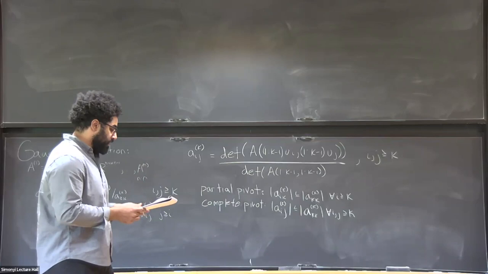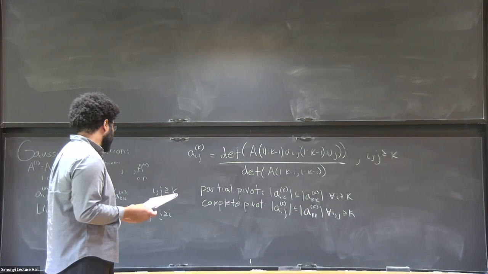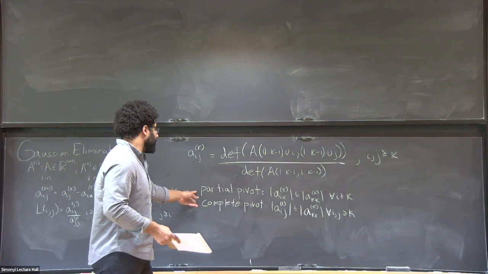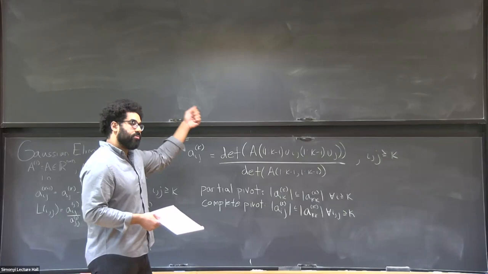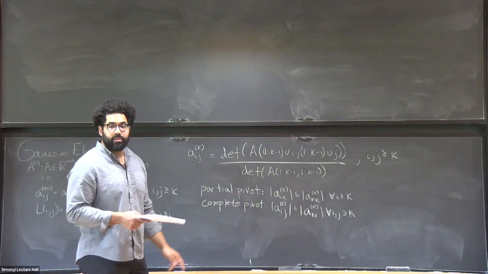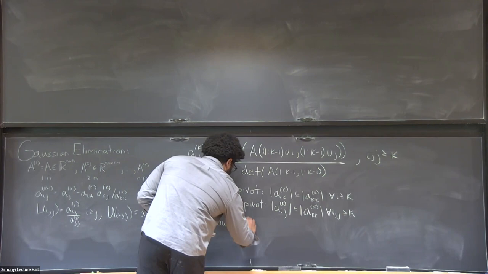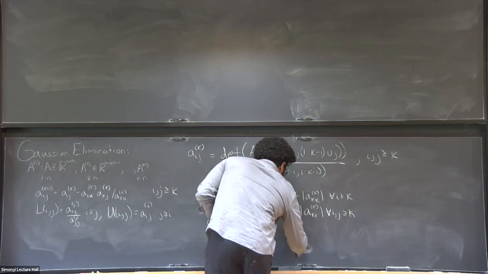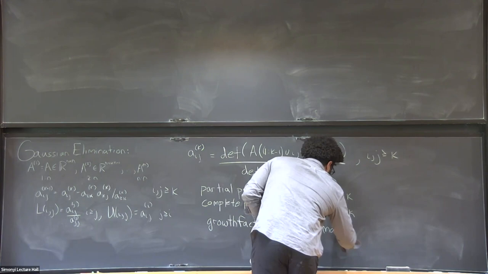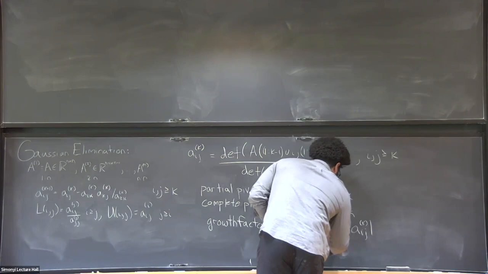What we're going to focus on for the rest of the time is what I'll define as the growth factor, which for partial pivoting and complete pivoting you should think of as completely equivalent to this row of U, which I defined above. For both of these procedures, the maximum magnitude entry of L is just 1. So I'll define the growth factor G of A to be the maximum magnitude entry we encounter, divided by the maximum entry of A.